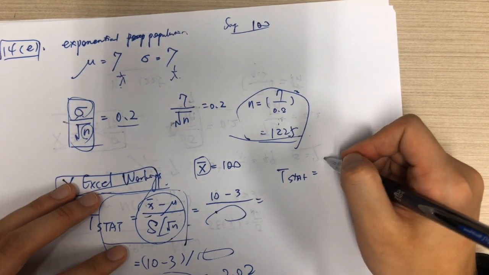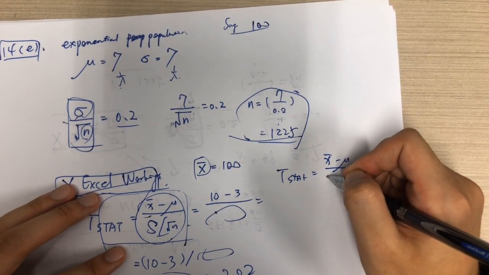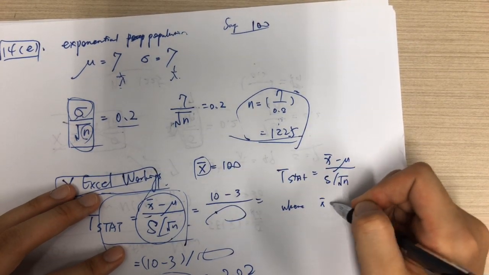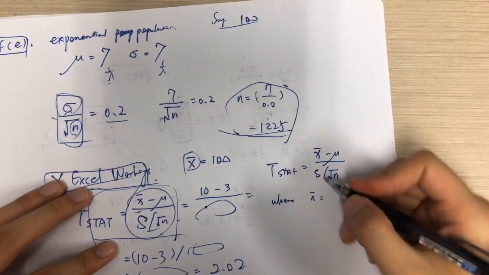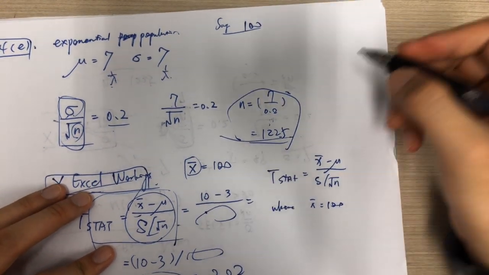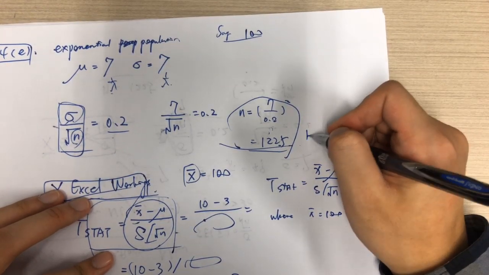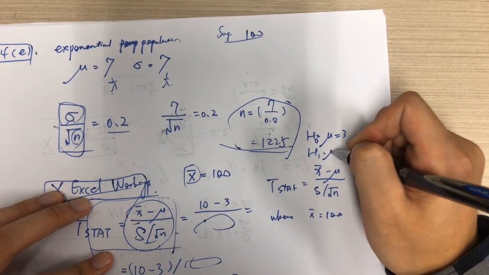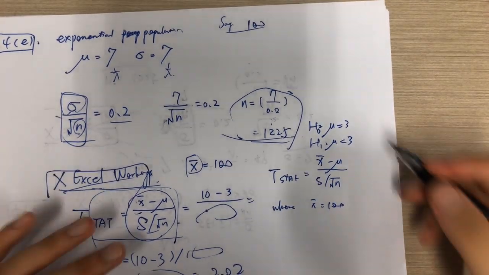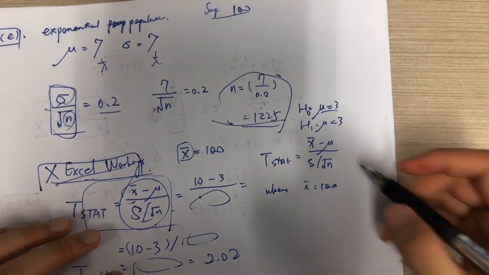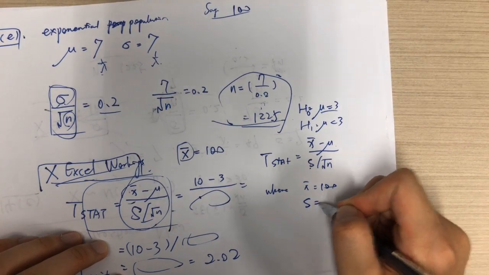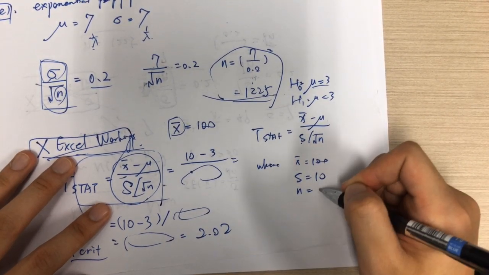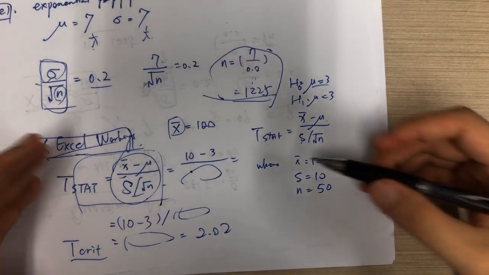So t-stat is, for example, x bar minus mu divided by s divided by square root of n. And you can say where x bar, from the question you read it, x bar is 100, and mu, you also have that in the null hypothesis, right? Like mu equal 3, alternative is mu less than 3 or whatever. So mu, you already have that value. And also s is whatever from the question, 10, and sample size is 50.